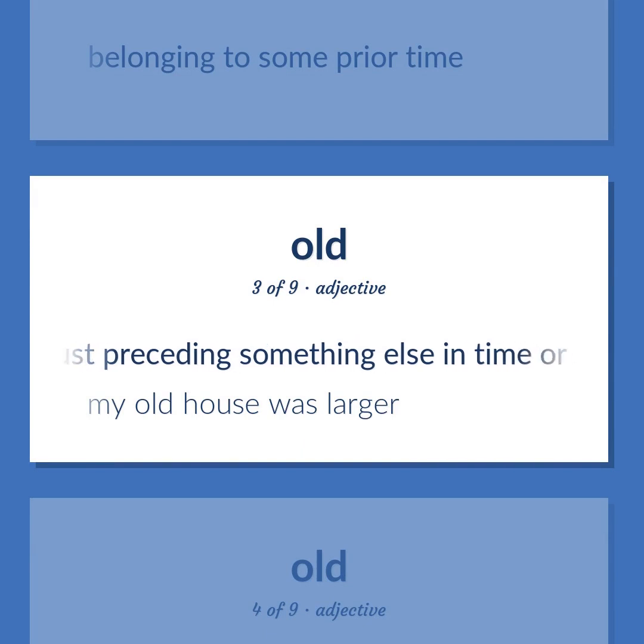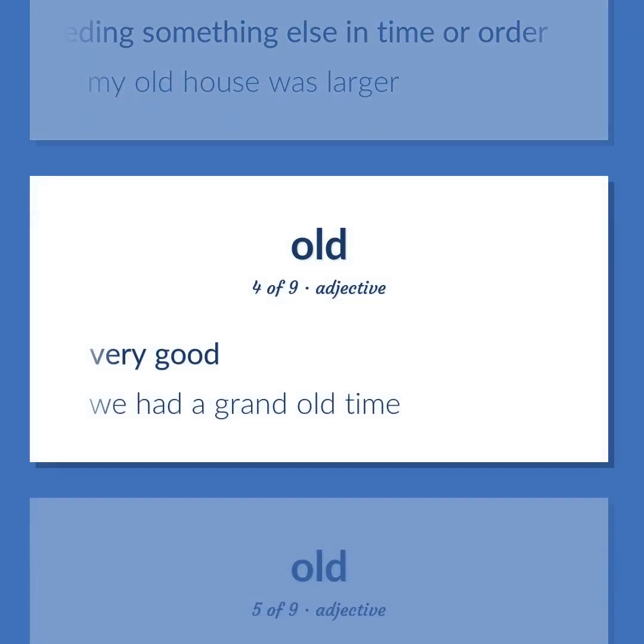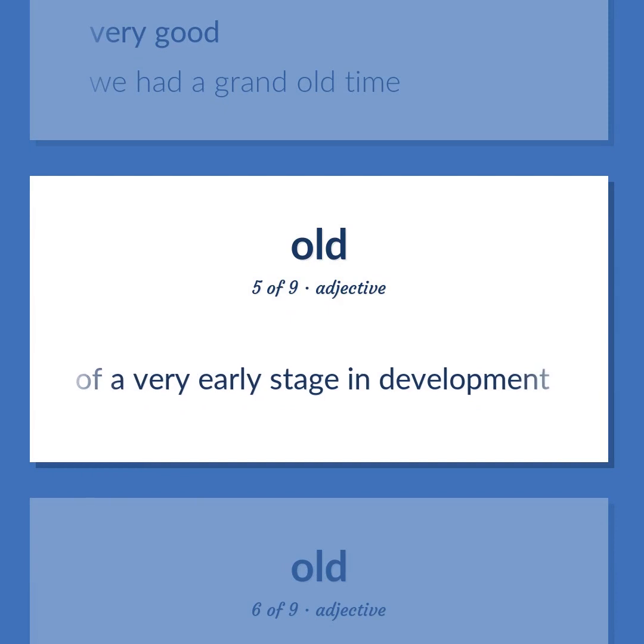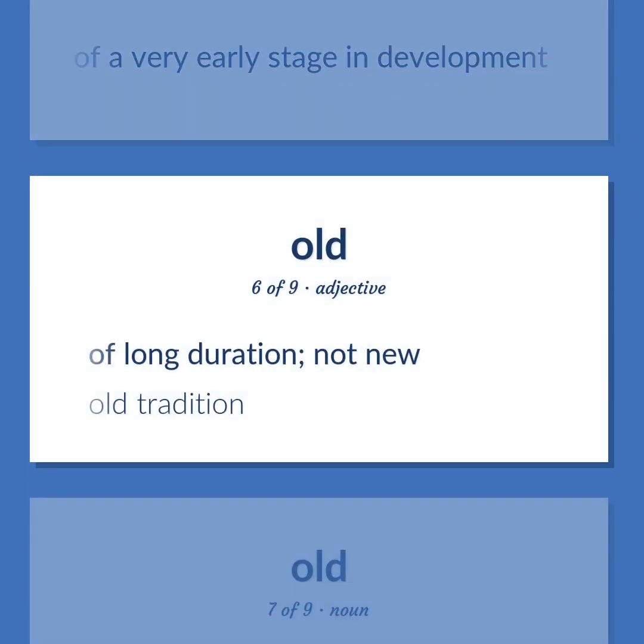Just preceding something else in time or order. My old house was larger. Very good. We had a grand old time. Of a very early stage in development. Of long duration, not new. Old tradition.